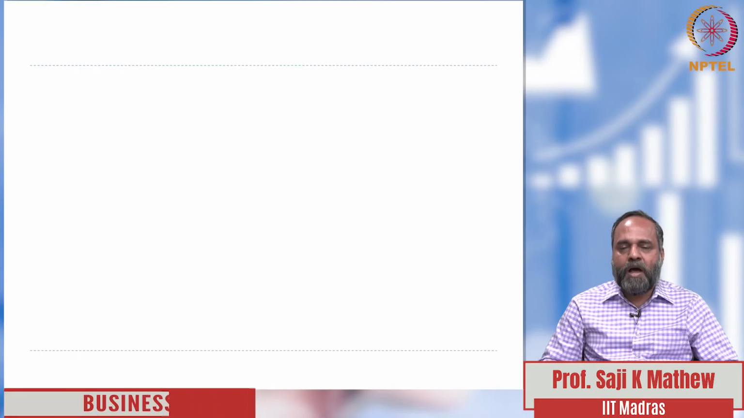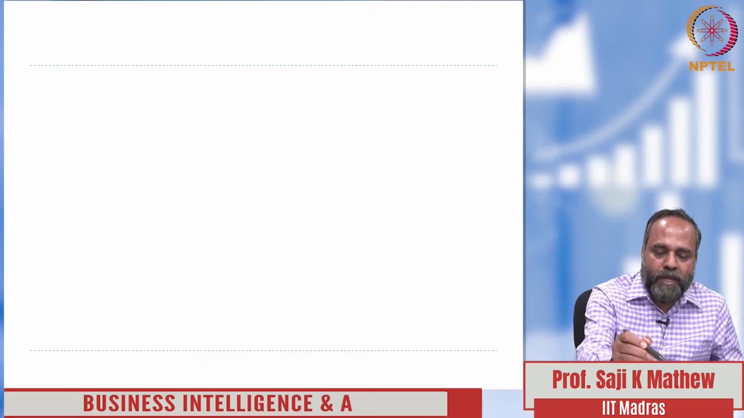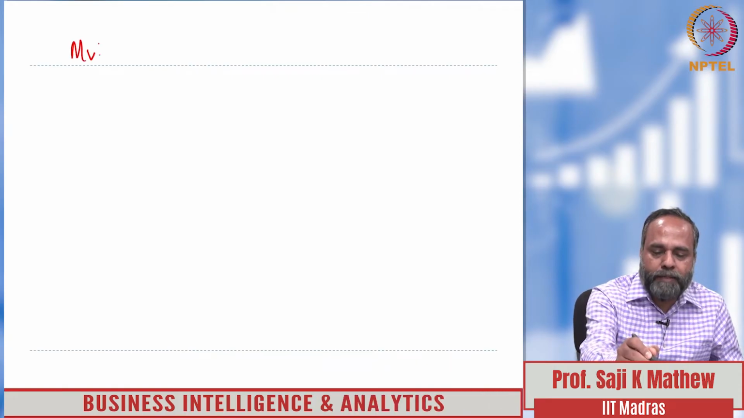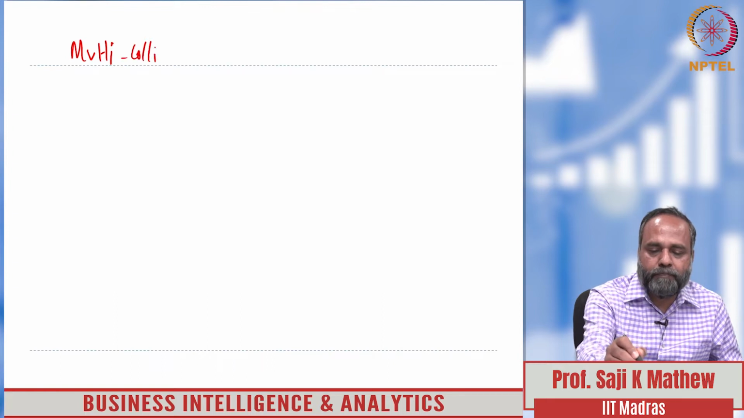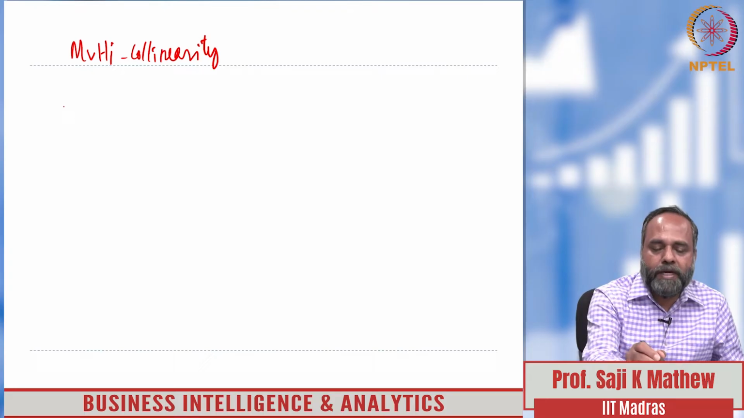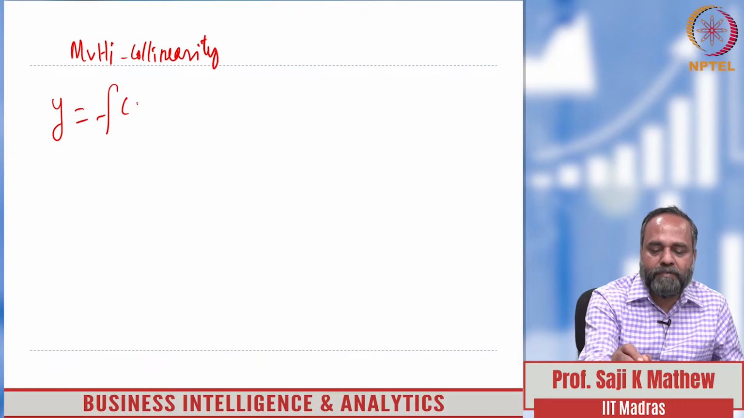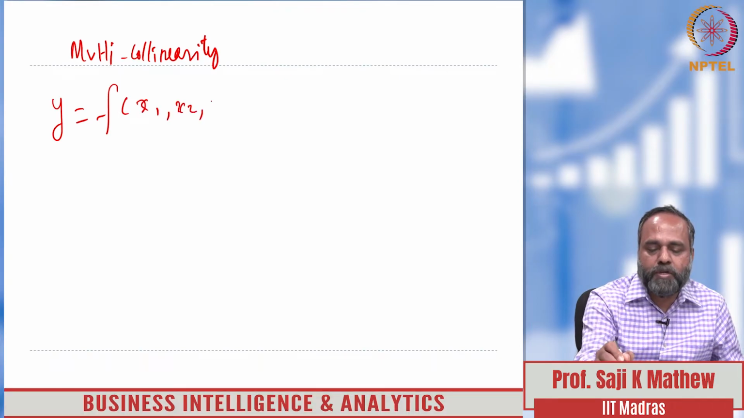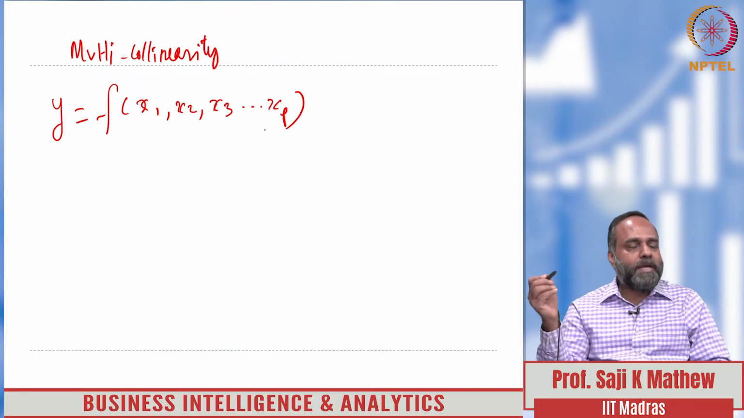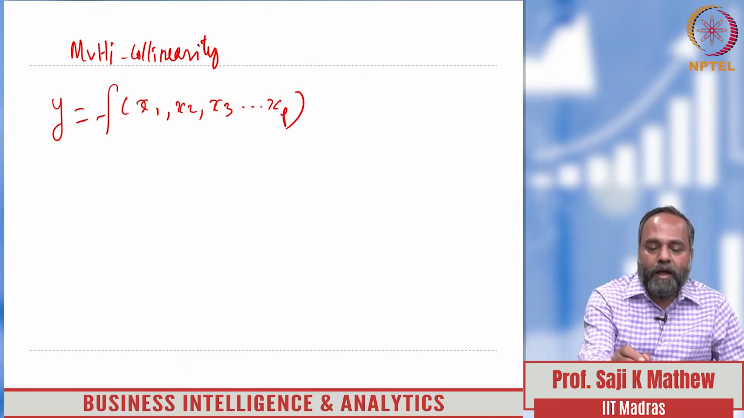In practice, what does that mean? Okay, in models there is a problem called multicollinearity. Multicollinearity is a problem when you have y as a function of f(x1, x2, x3, ..., xp). Okay, you have p number of variables.